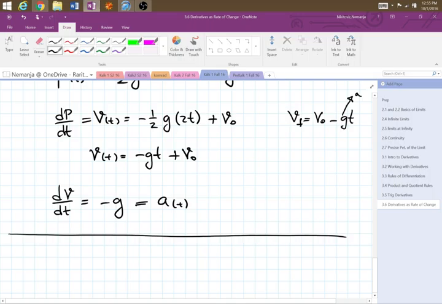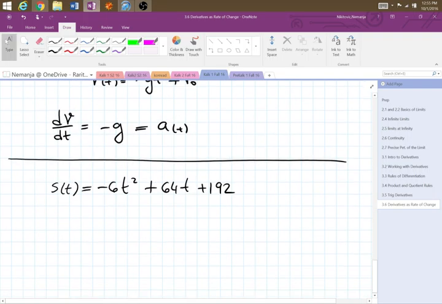Even though they give you all of these things in the text and you should be able to put it together, they call the position S in a textbook, which actually makes sense because there is an S in the word position. So S of t, better than P. S of t is given as the gravity piece, so minus 6t squared, plus the initial velocity of 64t, and then the 192 height. So we have our position function, emphasis on S.